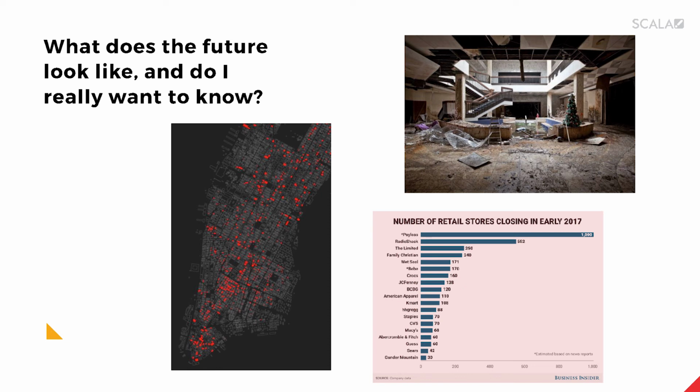The lower left is a map of sort of the south half of Manhattan, and every red dot is a vacancy, commercial vacancy for retail. And then the depressing bar graph is retail stores. It's fairly US-centric, but basic idea, the number of things that are closing in early 2017. So if you're thinking about the future of signage and the future of retail, it's a risky business to be making guesses.